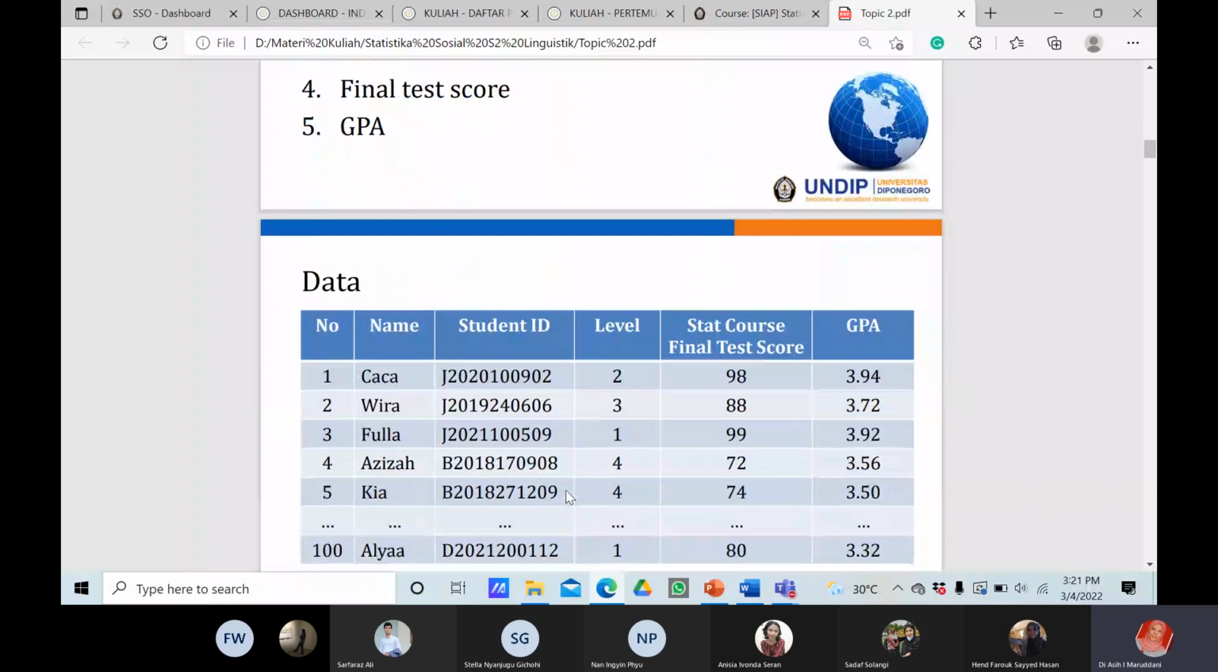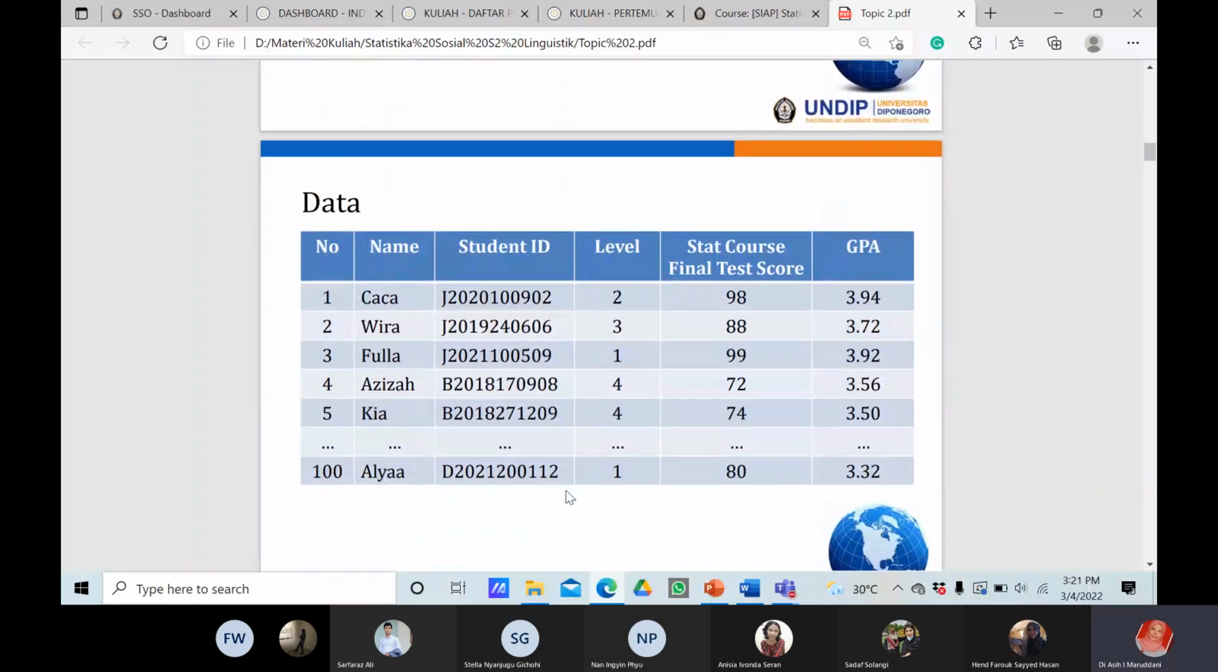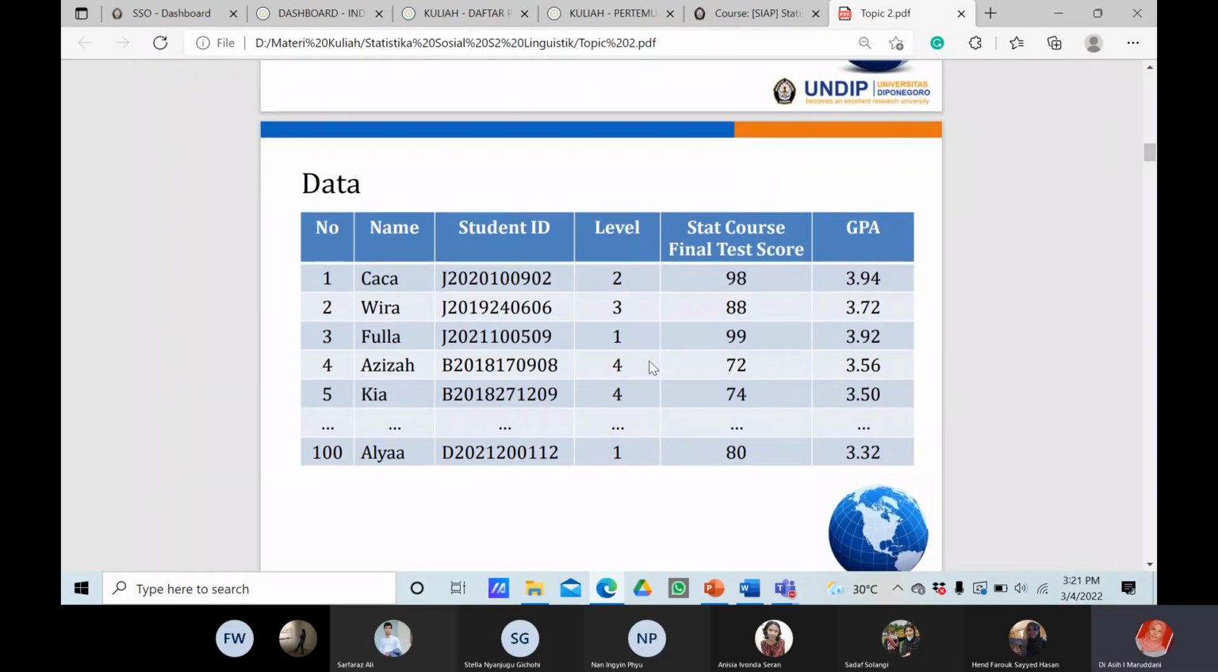Then we randomly pick just 100 students as the sample of the research, from the population of more than 50,000 students. We pick randomly 100 students as the sample, and then we record the data for each student. Then we will get data for 100 students. Then we can present the data in a table here.